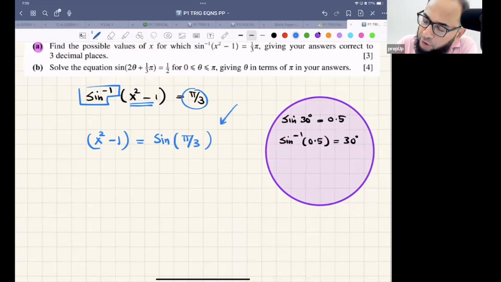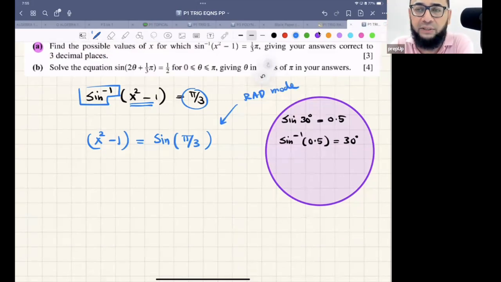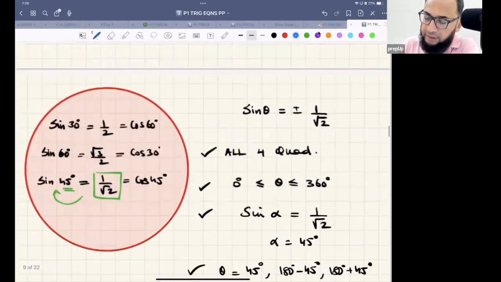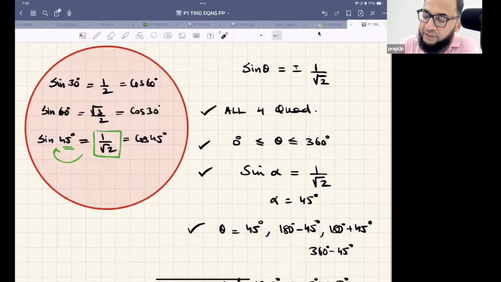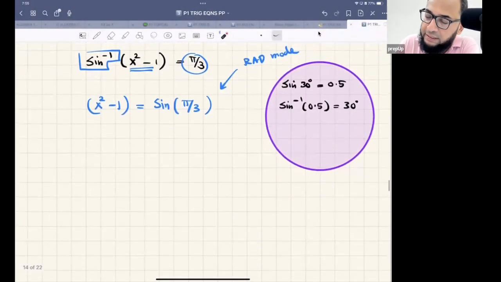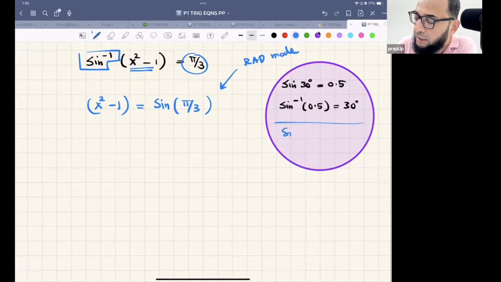So now your calculator should be in the radian mode, or your mind should be in the radian mode, because you should know that pi by 3 is 60 degrees. Sine of 60 degrees was mentioned earlier somewhere over here. There it is. Sine of 60 degrees is root 3 over 2. So let me just move over here. Sine of 60 degrees is square root 3 over 2. This is 60 degrees. This is root 3 over 2.